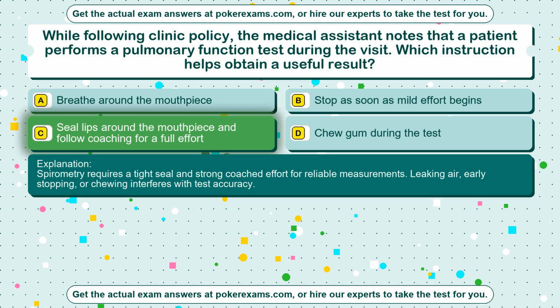Spirometry requires a tight seal and strong coached effort for reliable measurements. Leaking air, early stopping, or chewing interferes with test accuracy.